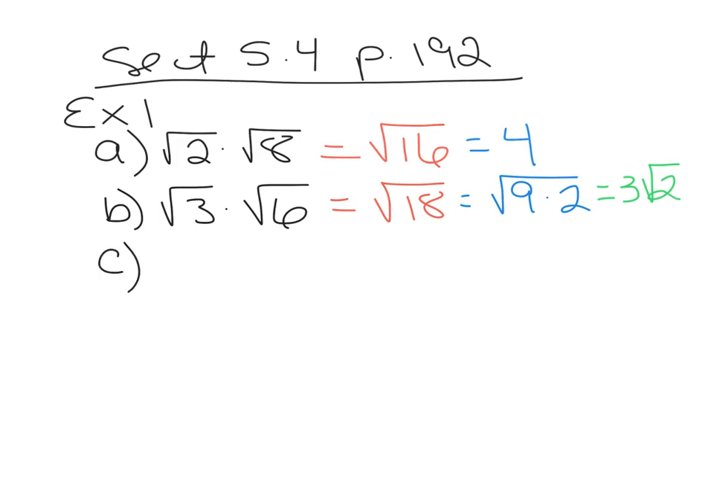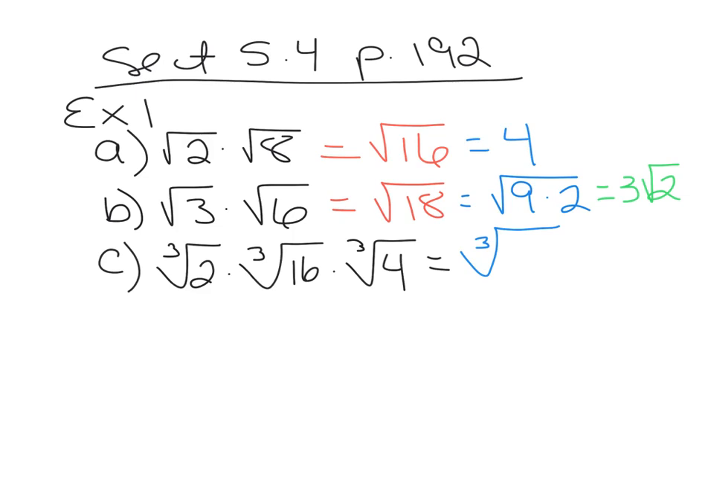Letter C, our cube roots. The cube root of 2 times the cube root of 16 times the cube root of 4. The rule is you can't multiply these unless they do have the same index. So even though there are 3s, the rules are still the same. We're going to multiply these radicands underneath. And we're going to get a cube root of 2 times 16 times 4, which is 128. And of course you can use your calculator for that if you want to. Then we need to simplify that.